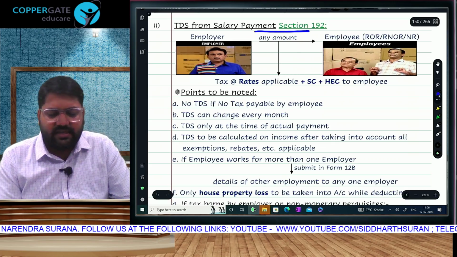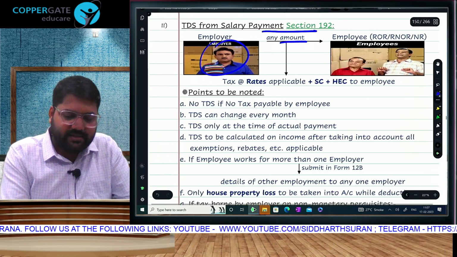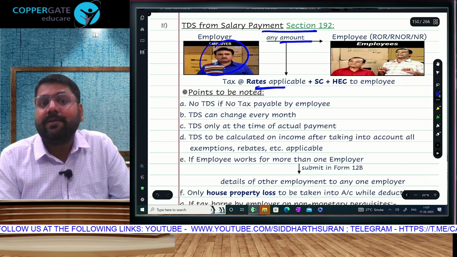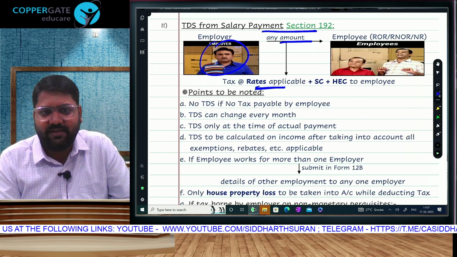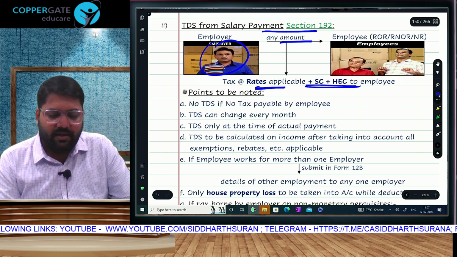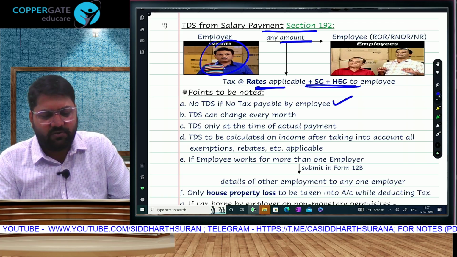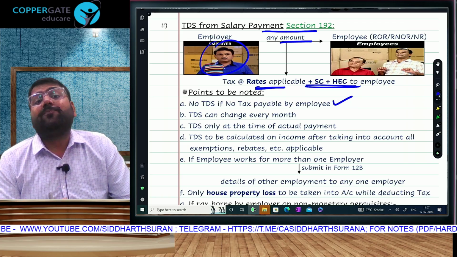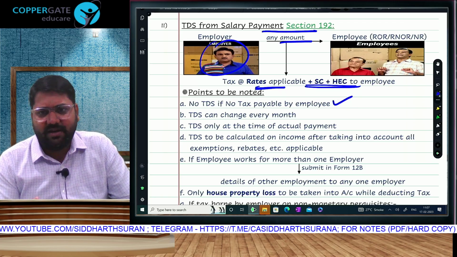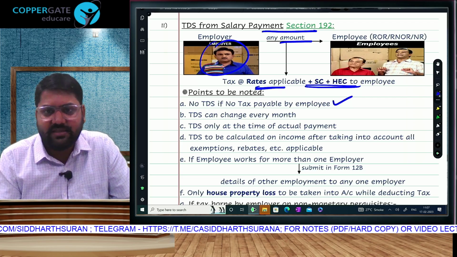Salary under section 192, whenever an employer pays any amount to his employee, then tax at applicable rate. So salary mein there is no TDS ka rate given. Full tax at applicable rate plus surcharge plus HEC is going to be applicable. No TDS if no tax is payable. Matlab if you are paying the employee less than 250, no TDS. If you are paying employee up to 5 lakh and he is taking the rebate wala part, then again there will be no TDS, because TDS will come only if there is tax.